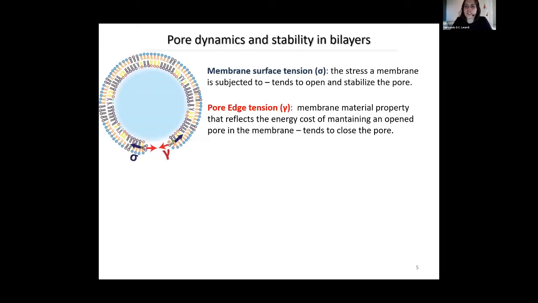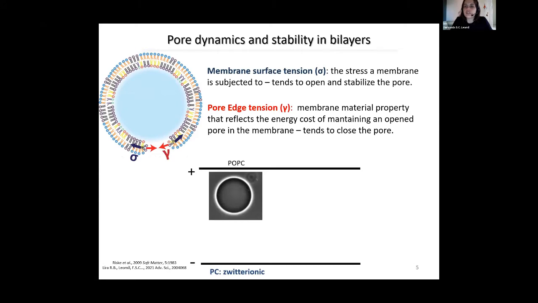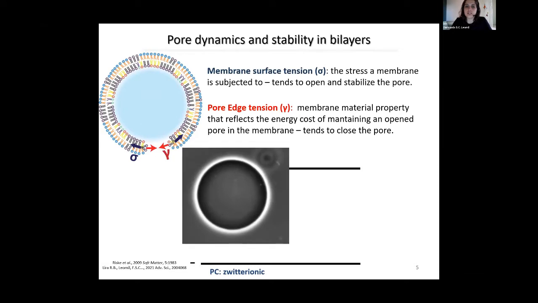The pore dynamics in a lipid bilayer can be described as a balance between the membrane surface tension, which reflects a stress to which the membrane is subjected and tends to open and stabilize the pore, and the pore edge tension, which reflects the energy cost of maintaining an open pore in this membrane and thus tends to close the pore. The stability of neutral POPC membranes has already been well elucidated. As we can see in this video, after the electric pulse is applied, pores open and readily reseal.